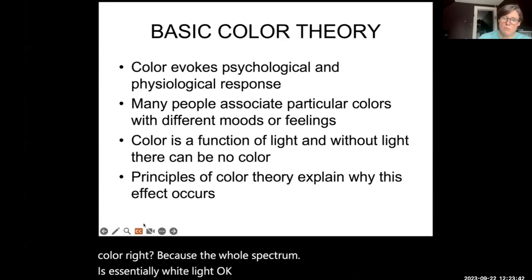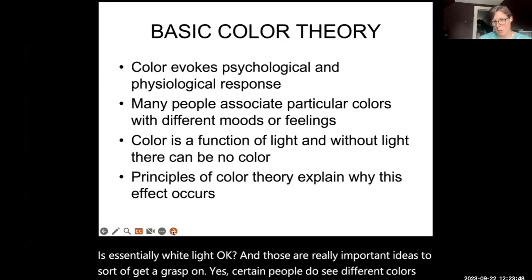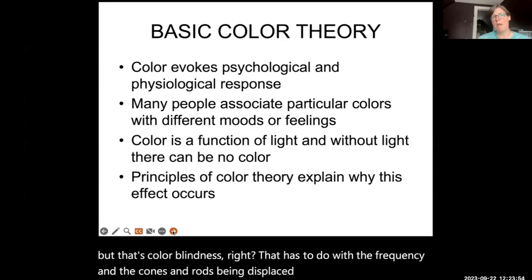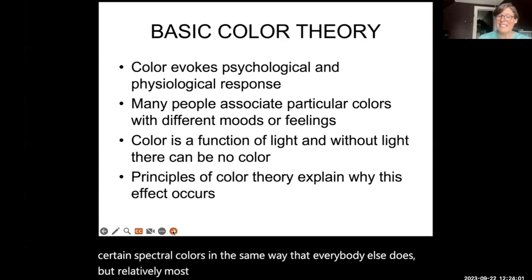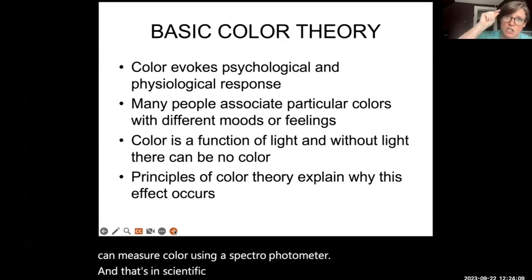Those are really important ideas to get a grasp on. Yes, certain people do see different colors, but that's color blindness, right? That has to do with the frequency and the cones and rods being displaced, and not being able to read certain spectral colors in the same way that everybody else does. But relatively, most of us see color in the exact same way. And we can measure color using a spectrophotometer. That's a scientific device that will actually say, this is a true yellow or this is a true blue.